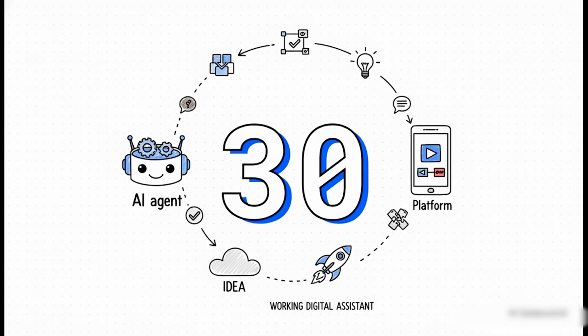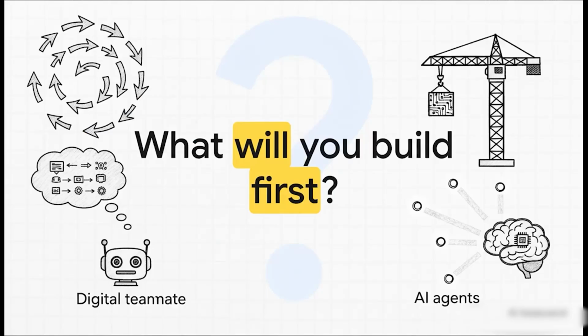Feeling a little intimidated? Don't be. Seriously. Using the no-code tools and platforms that are out there today, you can build your very first functional AI agent in as little as 30 minutes. That's it. That's all it takes to go from an idea to a working digital assistant. So really, the only question left is, what's that one repetitive task you are just sick of doing? What digital teammate do you wish you had right now? What are you going to build first?